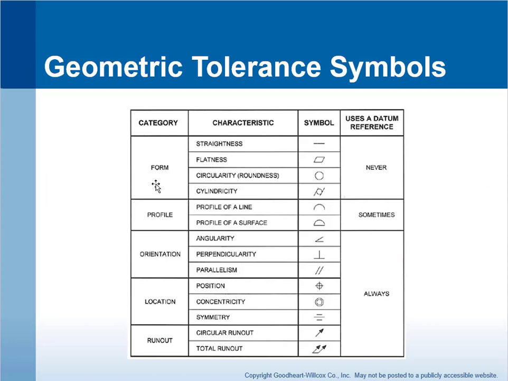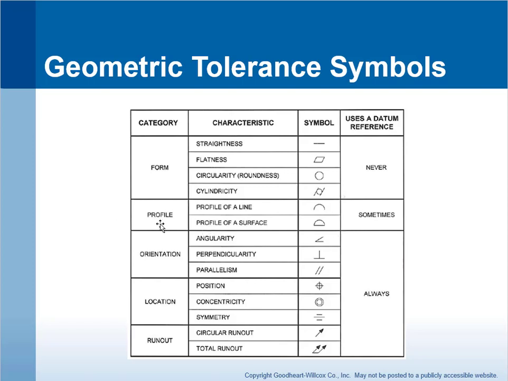For form, we have straightness, and here's the symbol we use for straightness. We have flatness, circularity, and cylindricity. This is a handy table. We're going to be referring back to it, but as we go further in the explanations, we're going to find that we never use a datum for these features.